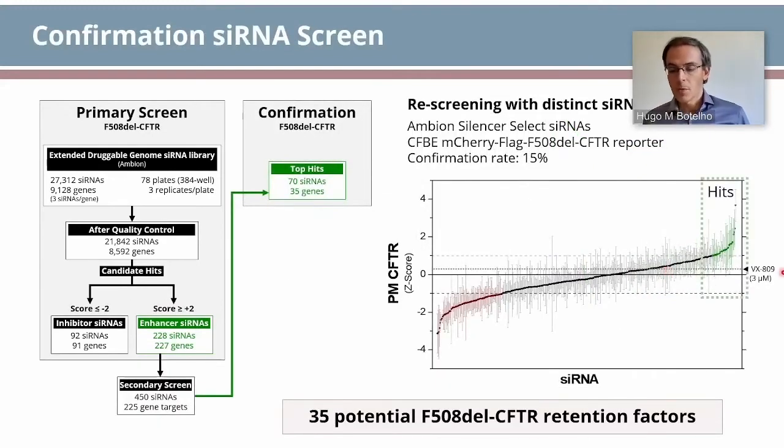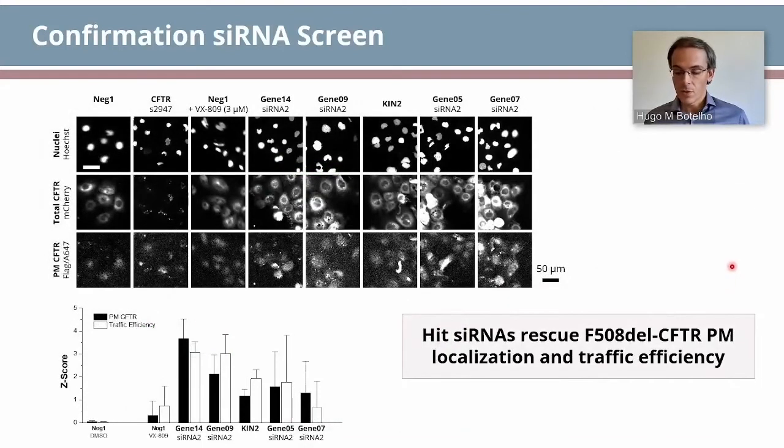To confirm the results from the primary screen, hits were rescreened with the same bioassay using distinct siRNA molecules, 2 per gene whenever possible. Therefore, a secondary siRNA library was assembled comprising 450 siRNA molecules targeting 225 genes. These experiments confirmed 35 gene knockdowns and 70 siRNAs as significantly enhancing FA-Del plasma membrane traffic, a confirmation rate of 15%, again with a magnitude larger than VX809 as one can see. This suggests that the 35 genes are ER retention factors which can be downregulated to restore FA-Del CFTR traffic.